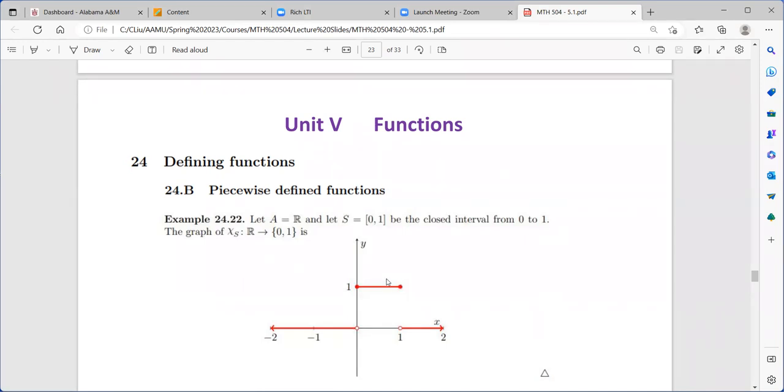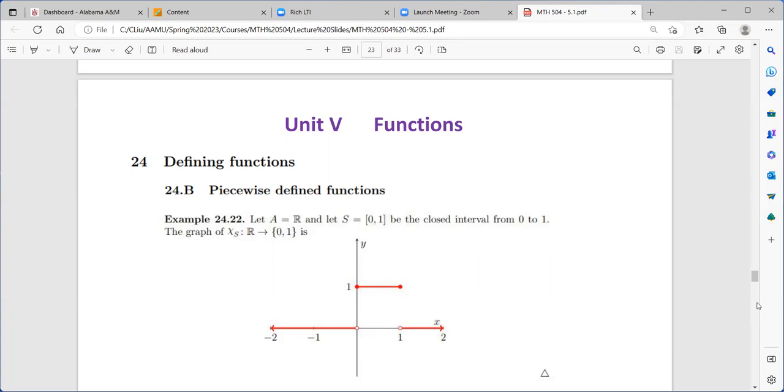Otherwise, it takes the value of 0. So in the other part of the x-axis, the function takes the value 0. So it's just the other part of the x-axis with the endpoints not included. Okay, so we have an open circle at the origin and at the point x equal to 1. So that's the graph of this characteristic function.